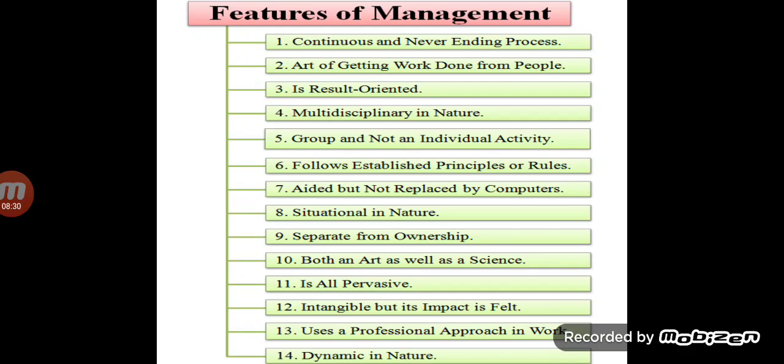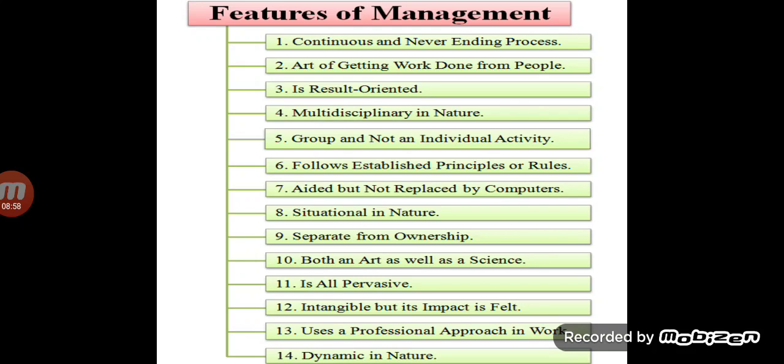Here, the first feature of management is that it is a continuous and never ending process. Management is a continuous process, it is a never ending process. We cannot say that once we have completed the work, or achieved the goal, management is no longer useful. No, it is wrong, because management is a continuous process.